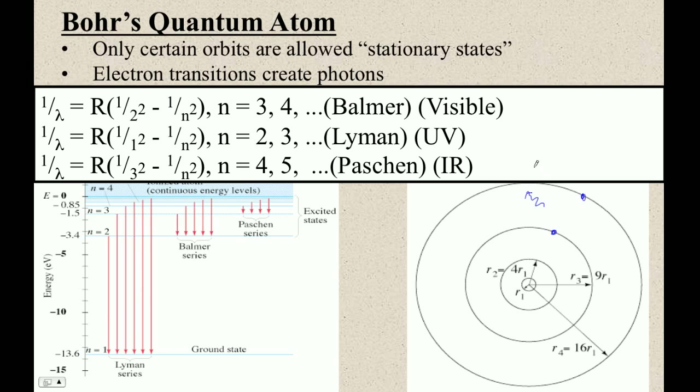That's eventually how he predicted these things: these little spectral lines are all transitions from maybe this orbit to this orbit, or this orbit to this orbit.